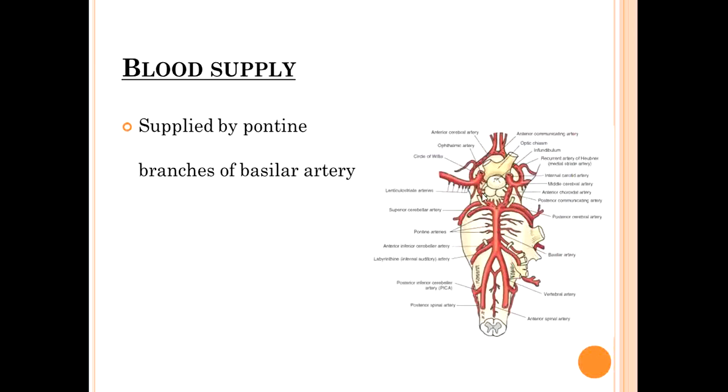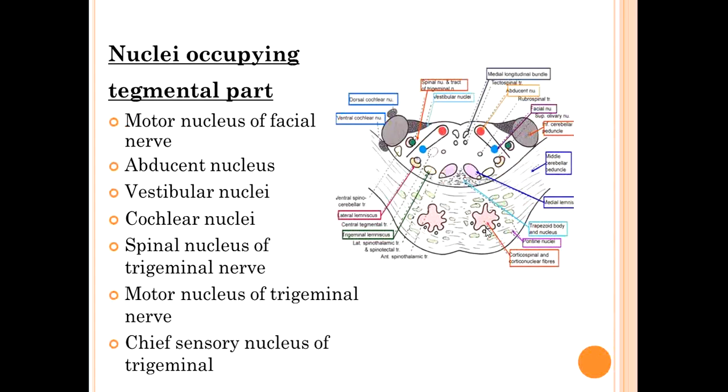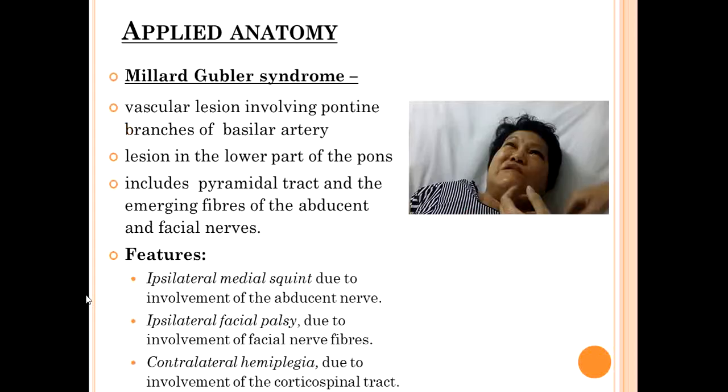What is the blood supply? It is supplied by pontine branches of the basilar artery. Applied anatomy: Millard-Gubler syndrome. Millard-Gubler syndrome is a vascular lesion involving pontine branches of the basilar artery. So what can be involved? It can involve the 6th nerve, the 7th nerve, and the pyramidal tract. You can see here it includes the pyramidal tract and the emerging fibers of the abducent and facial nerves.